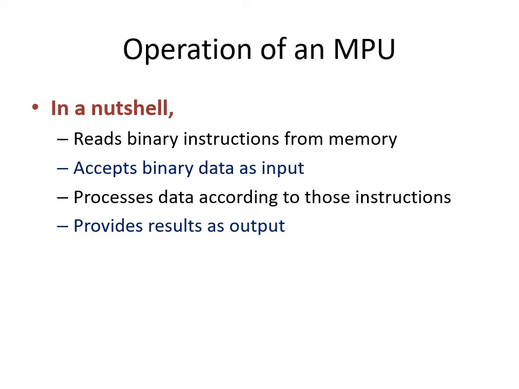When you consider a program, you can either write or store the program in a high level language or assembly language. This assembly language program, which is called mnemonics, will be converted to machine language, in which you will have a stream of binary bits. The microprocessor reads the binary instruction from the memory and accepts the binary data as input. When the instructions are read, you decode the instruction. After decoding, you process the data according to those instructions, and it provides the result as output to any of the output devices, or the results are stored in the memory.